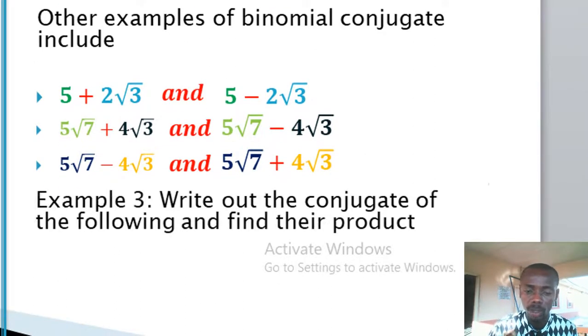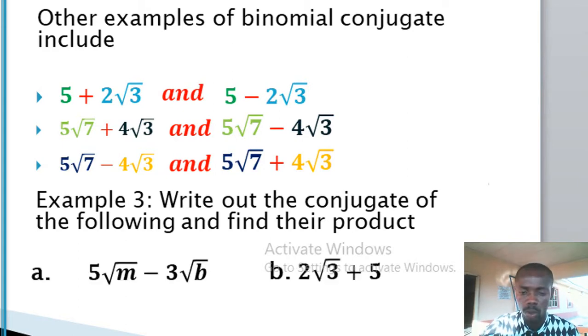Now I want to write out the conjugates of some binomial surds and their products. There is an application of this, getting the product of two conjugates. That is how we apply them. So we're going to get the conjugate of 5 root m minus 3 root p, and we'll further get the product of it and its conjugate. The same thing here, 2 root 3 plus 5. So you get the conjugates and their products. How do we do that?